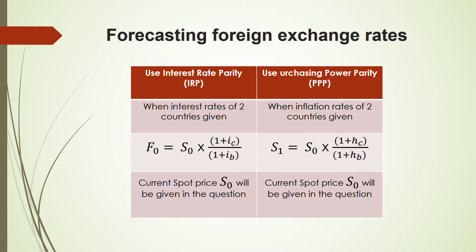So using that, you have to multiply it by the fraction. What is the fraction? 1 plus IC divided by 1 plus IB for interest rate parity. IC means interest rate of the counter country. IB means interest rate of the base country. Counter currency is your foreign currency and base currency is your home currency. Same for the inflation also. Inflation of the counter currency divided by inflation of the base currency.